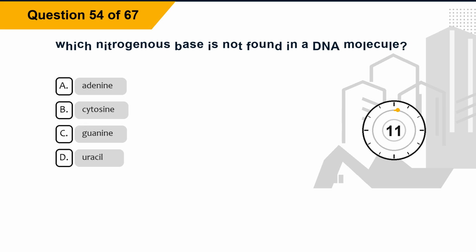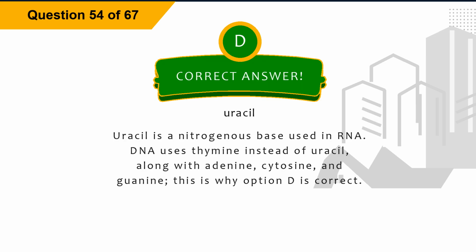Question 54. Which nitrogenous base is not found in a DNA molecule? Option A, adenine. Option B, cytosine. Option C, guanine. Option D, uracil. The correct answer is option D, uracil. Explanation. Uracil is a nitrogenous base used in RNA. DNA uses thymine instead of uracil, along with adenine, cytosine, and guanine. This is why option D is correct.